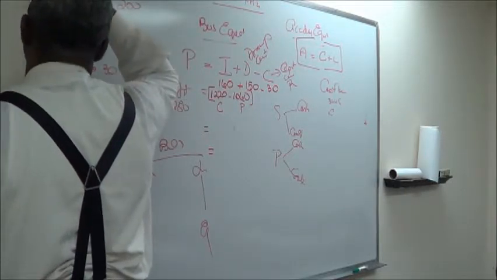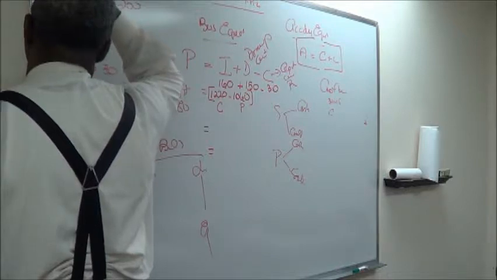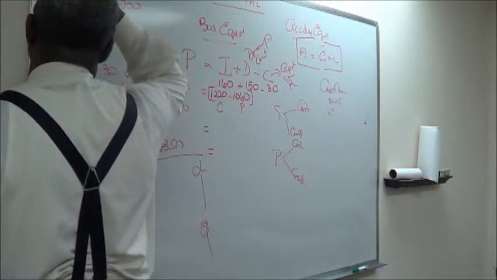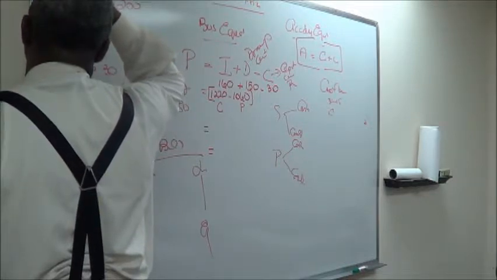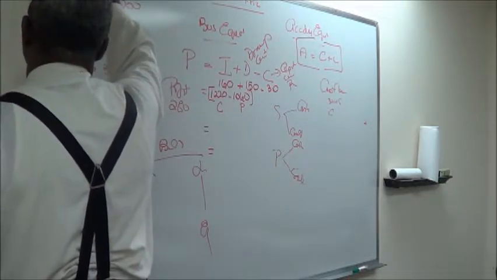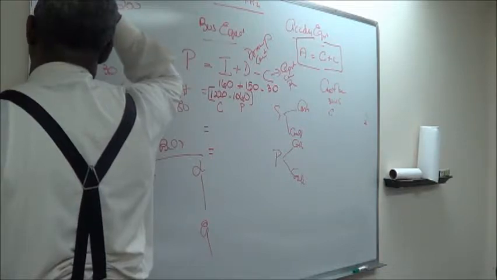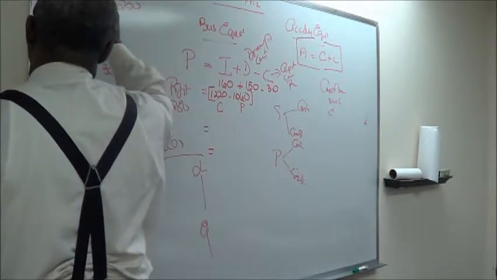So what do I do? Debit cash, cash for 600. Cash 600. And now the loan, liability for 400. Credit.